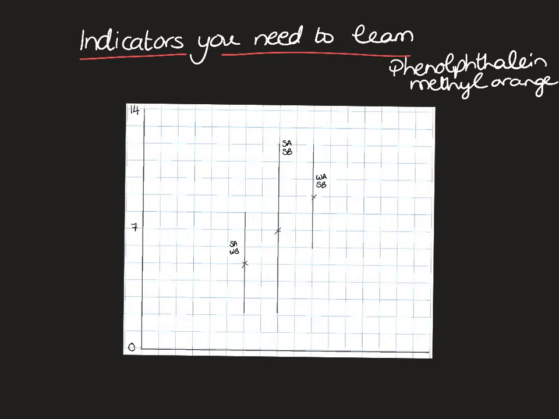So phenolphthalein actually will change colour in the range of 8.3 to 10. So let's see if I can find that on here. So from about there, 8, 9, 10, to about here. Okay, so you can see this on the graph. And it is pink in base and colourless in acid. So you can see that you would get that pink colour coming through here, just as you switch it over.